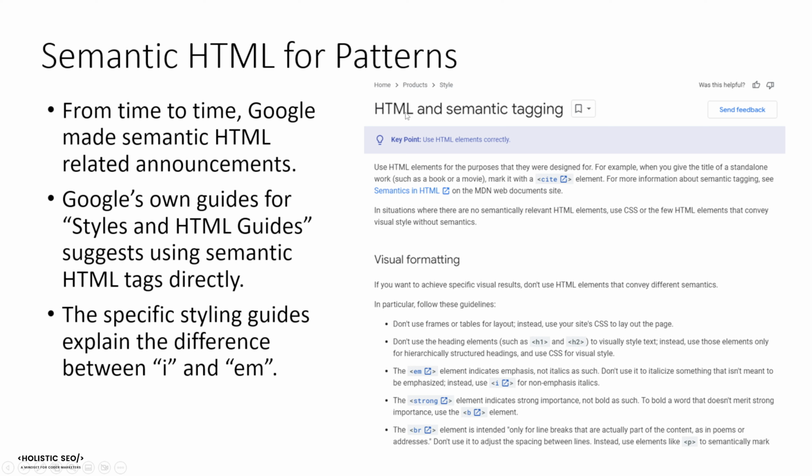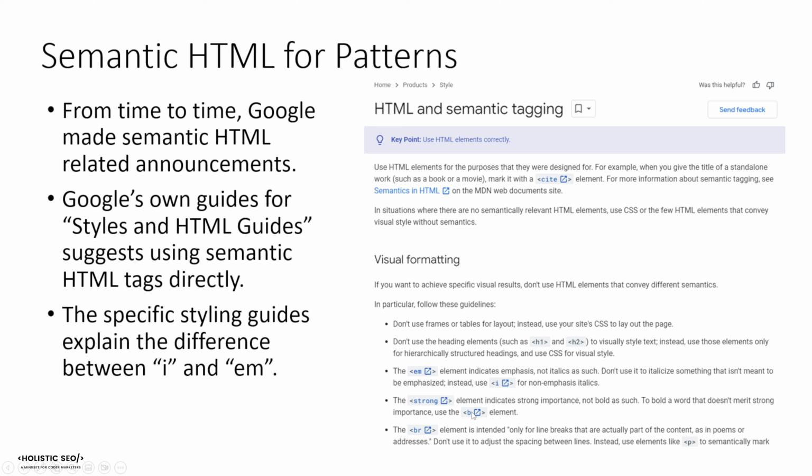So here too, HTML and semantic tagging still exists inside the Google developer website. They say that you can use citations for a standalone work such as a book or a movie, and they tell that the em and the i are different, so use them differently. We have strong and b, and according to them, the strong element indicates strong importance, not bold as such. They mean different things.